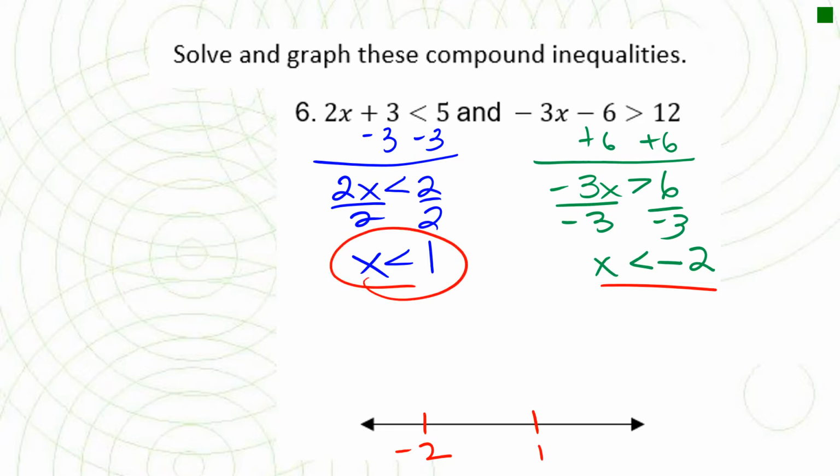So now I'm going to graph them one at a time. X is less than 1. It's got an open circle shaded to the left. X is less than negative 2 is also an open circle, and it's shaded to the left.